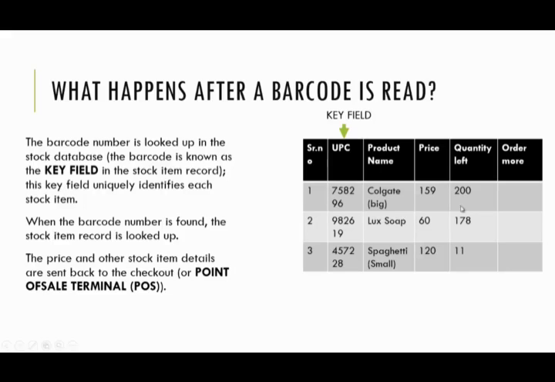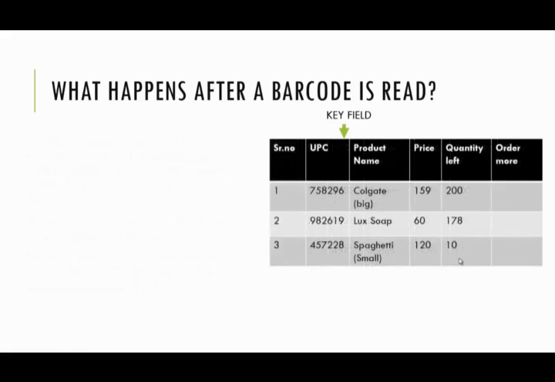So they don't have to count every product to see how many are left and whether they need to order more. They don't need to count everything. This is all managed automatically. When any of these items is sold, the quantity is updated. Of course, if I bought one of this product, it will become 10. So that is what the next slide is all about.